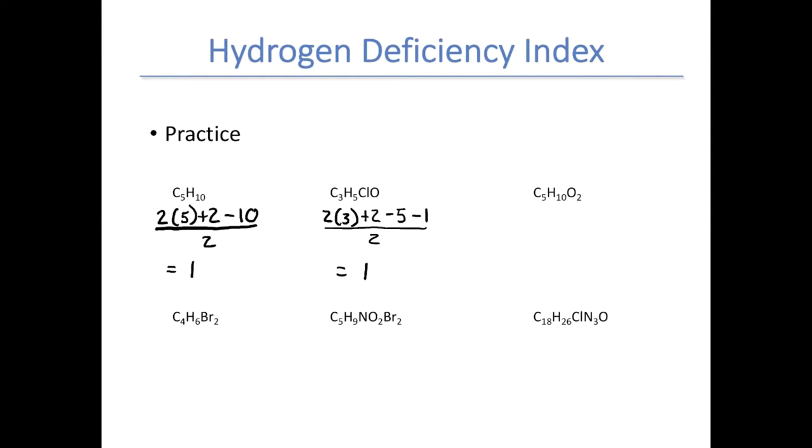Looking at our third formula, we can see we have C5H10O2. We can do the same process as we've been doing, but you can see with oxygen, we ignore it, so we don't include it in our formula. So our calculation becomes the same as our first problem here, which means we still have an HDI of 1. So looking at our fourth formula, we can do the same process, where we have 2 times 4 plus 2, subtract out 6 for the hydrogens, and 2 for the halogens since I have 2 bromines. Divide it by 2, and we end up with an HDI of 1.